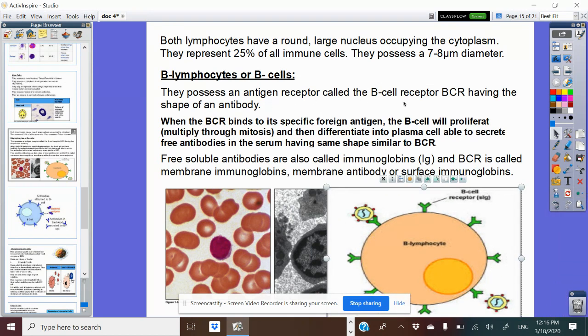So, as we've said before, they possess an antigen receptor called the B cell receptor, or BCR. This receptor has the shape of an antibody. It is also called surface immunoglobulin or membrane immunoglobulin. But how does a BCR work, or how can it defend the body?